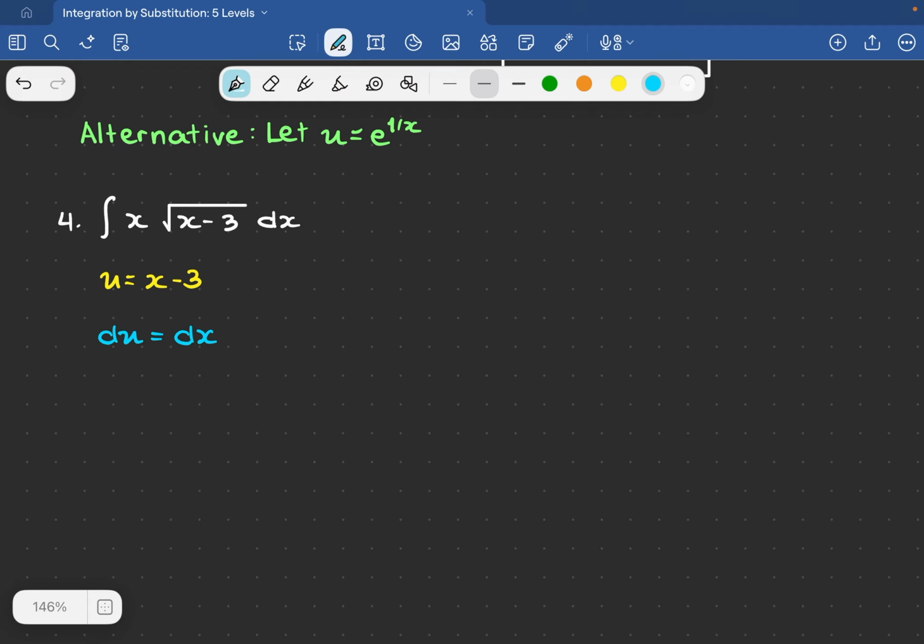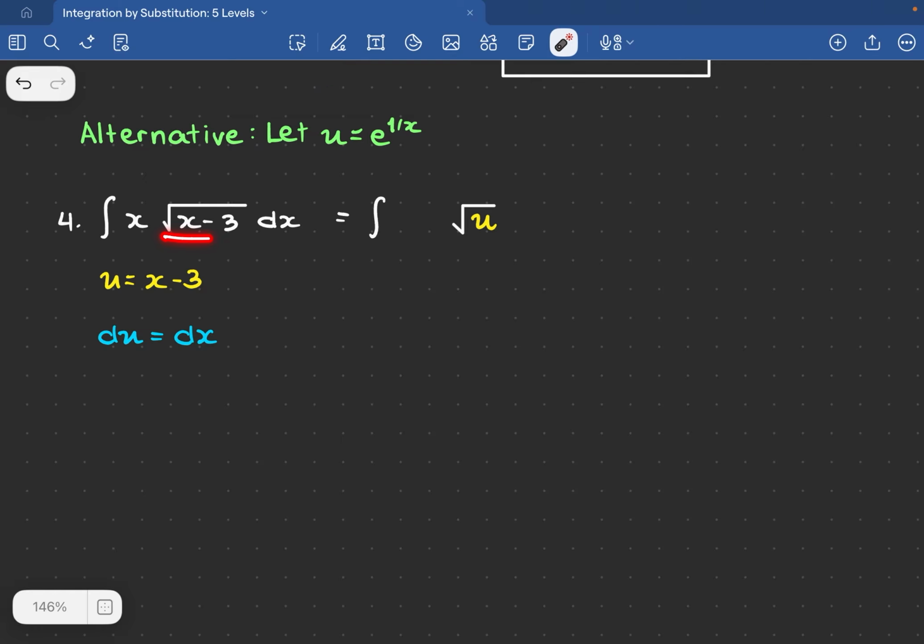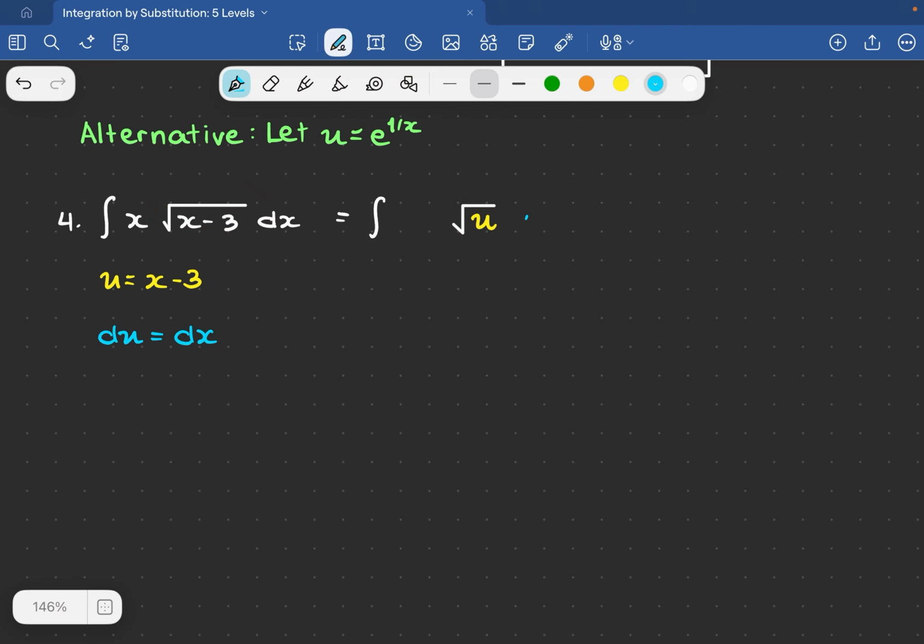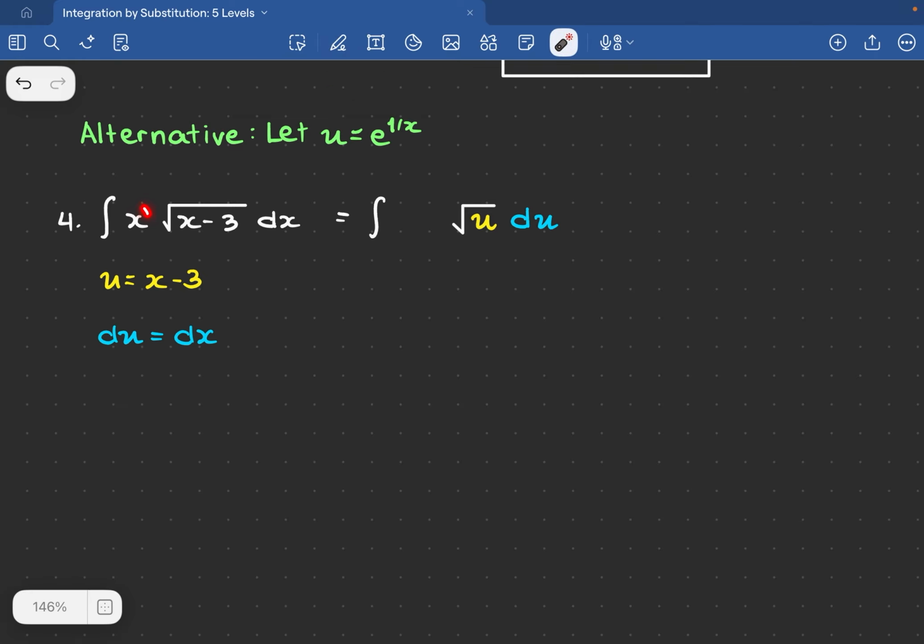Right? So essentially, this one will become the square root of u. I am pertaining to this part out here. It will become square root of u. And then dx here will just be du. Now the problem here is that we haven't really applied any change to x out here.